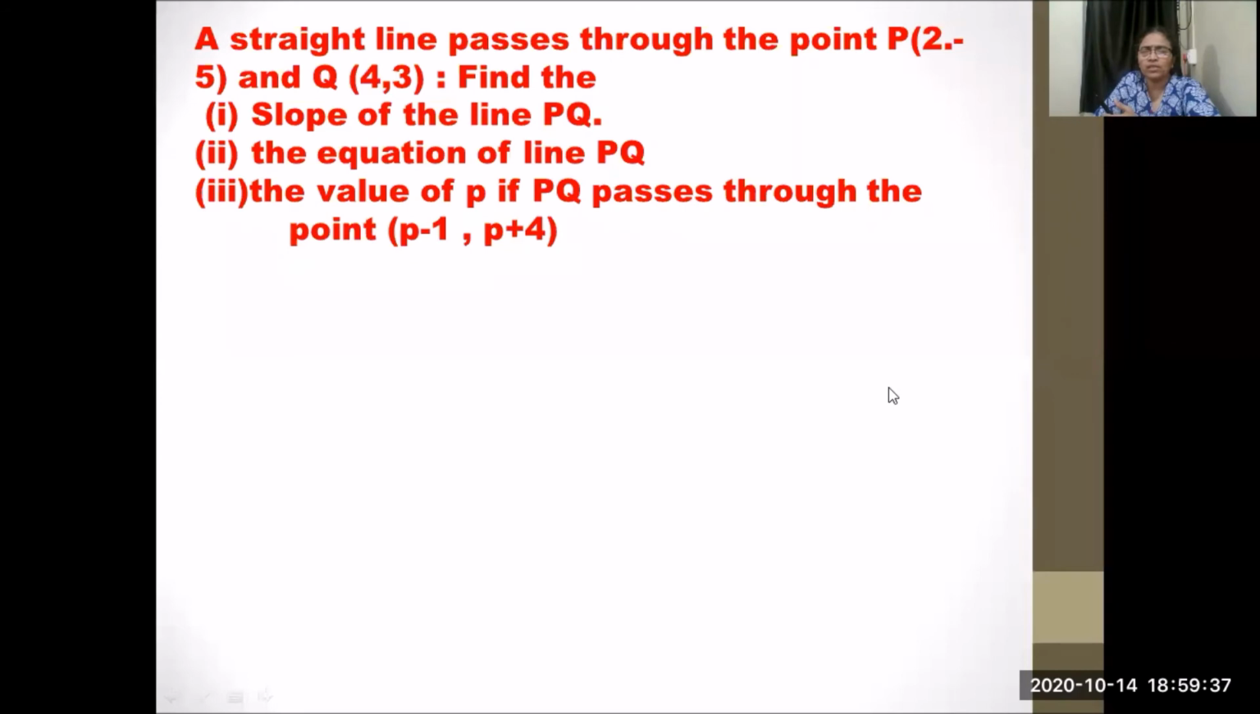Now the next question: a straight line passes through the points P (2, -5) and Q (4, 3). You have to find the slope of the line, the equation of the line, and the third one is the value of p if PQ passes through the point. So let us first find the slope of the line using the 2-point slope form. Let me draw a line first.